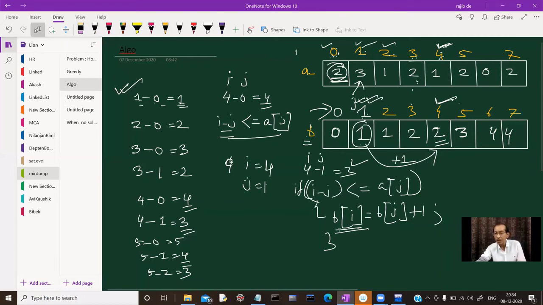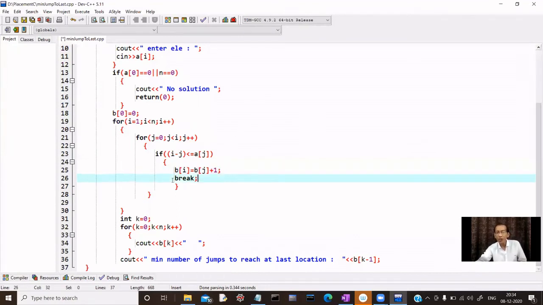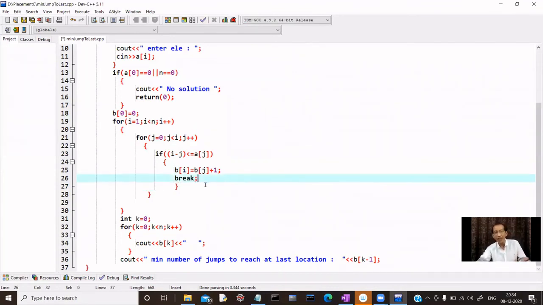So see, bi is equal to bj plus 1 is our step. And once you do this, you simply break, because you got your solution. By moving further, by taking your j further, will not give you any minimum solution, because the more you reach near i, you definitely require more number of jumps, or maybe equal. It cannot be less. So keep on doing this until you reach the last location. That means i becomes n, you stop and come out.